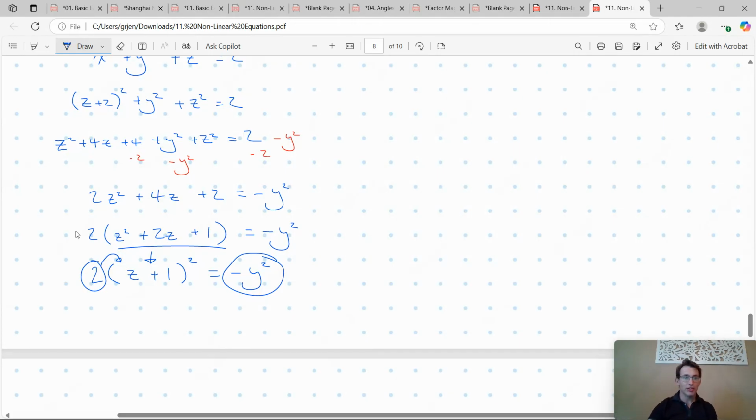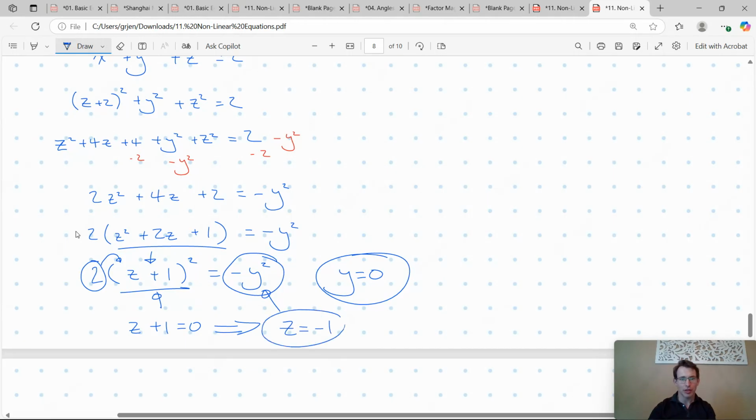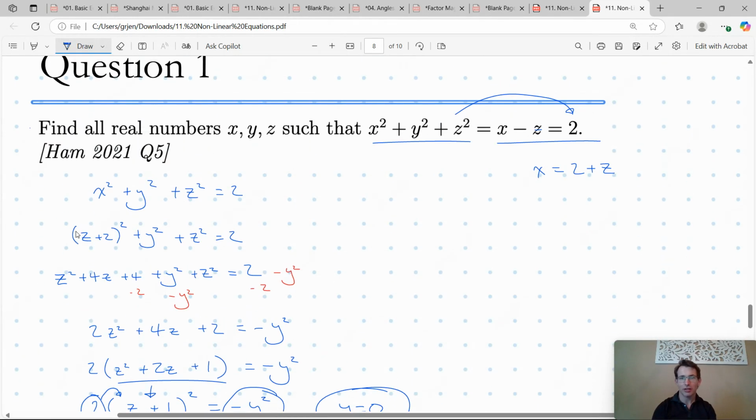Okay? This square here is always positive. That square there is always positive. So the only place they meet is 0. So therefore y equals 0, and z plus 1 equals 0. In other words, z equals minus 1. Okay, we're almost there. Z equals minus 1. So x equals 2 plus minus 1. X equals 1.